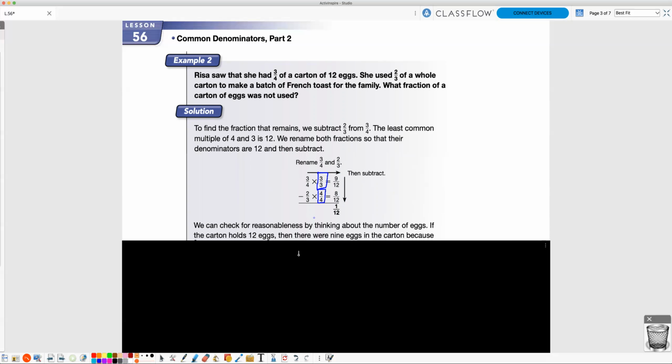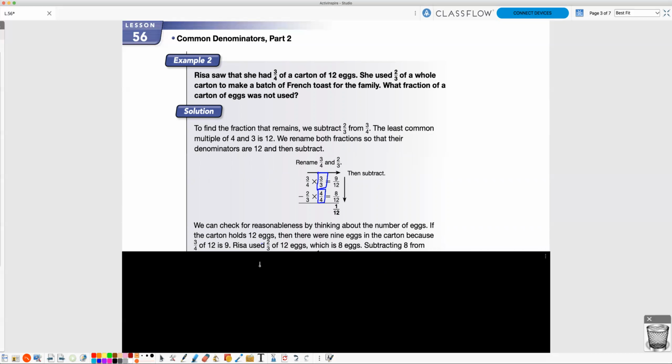And you can check for reasonableness by thinking about the number of eggs. If the carton holds 12 eggs, then there were 9 eggs in the carton because 3/4 of 12 is 9. 3/4 times 12 is the same as 9. If we were to reduce this, 4 divided by 4 is 1, 12 divided by 4 is 3, 3 times 3 is 9, 1 times 1 is 1. This would equal 9. 3/4 of 12 is 9.